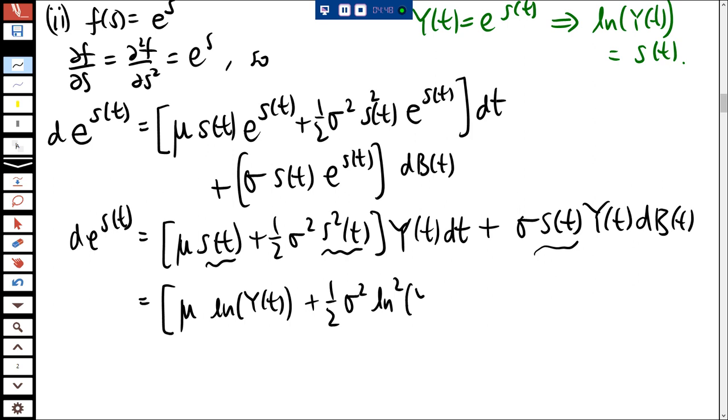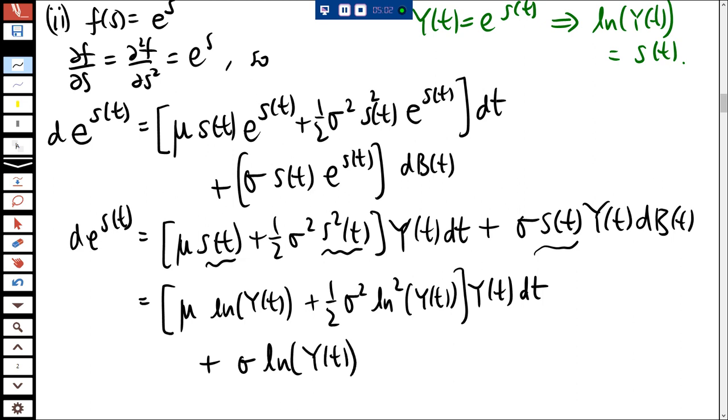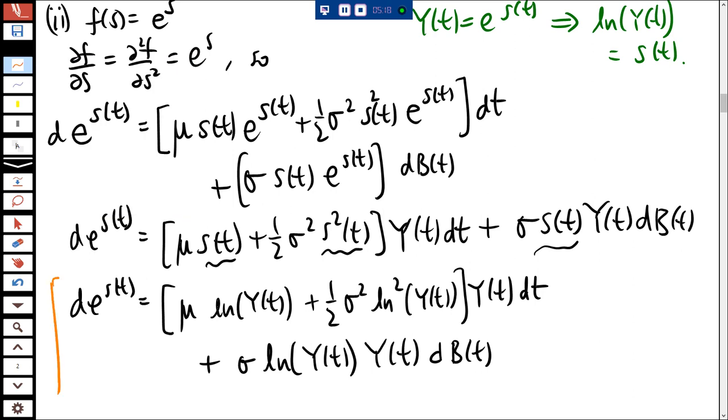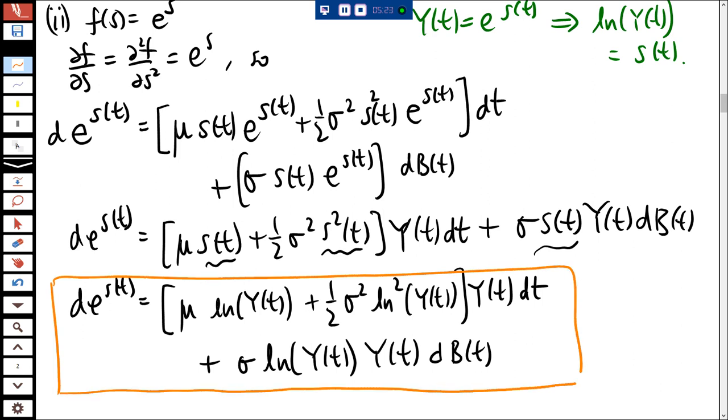I think that's standard notation for the log. If it's not, it is now. We're finished. This is the final answer. The change in this process using Ito's formula is expressed in that purple box.